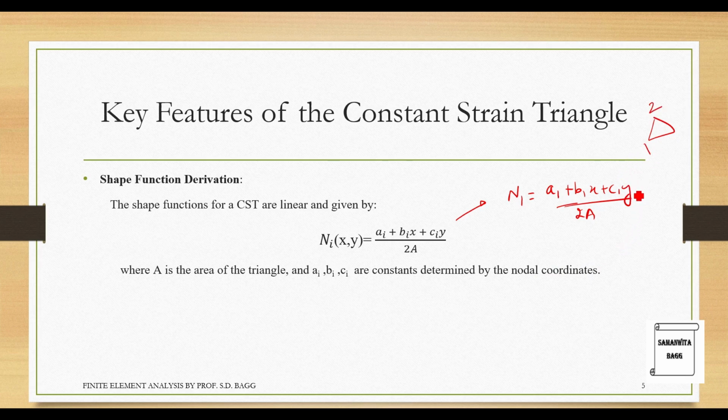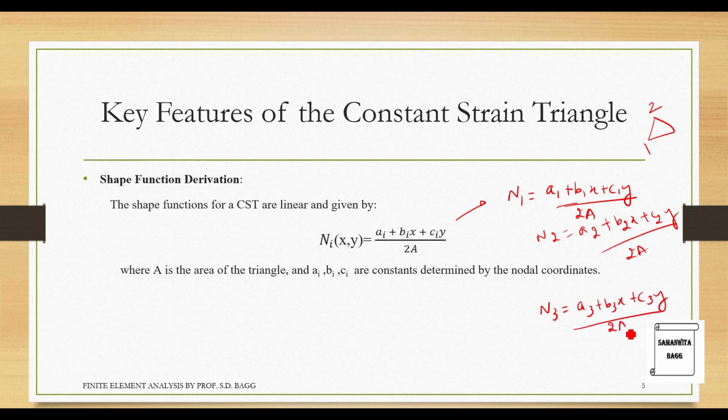When you are talking about node 2, this will be N2 is equal to (a2 plus b2x plus c2y) upon 2A. And similarly, you can calculate for N3, it will be (a3 plus b3x plus c3y) upon 2A. You should know one important feature, that the summation of these shape functions will always be equal to 1 for an element. This is very important.